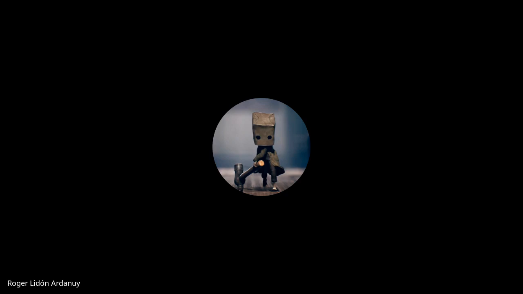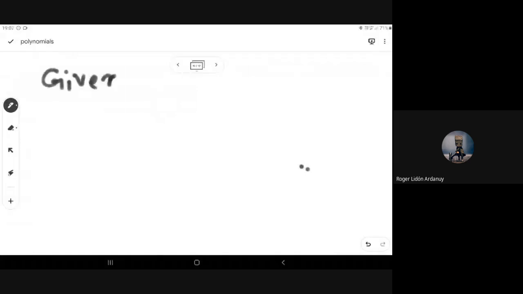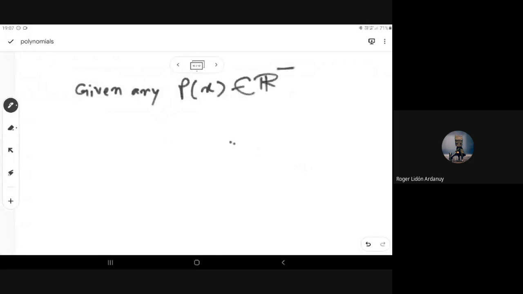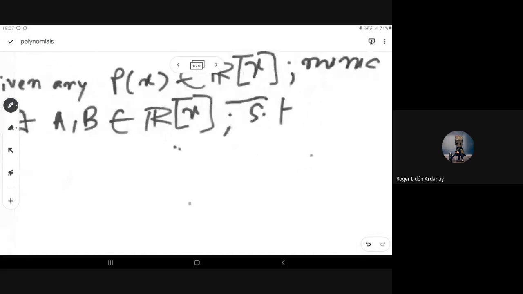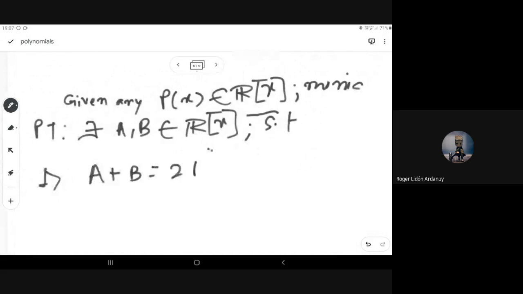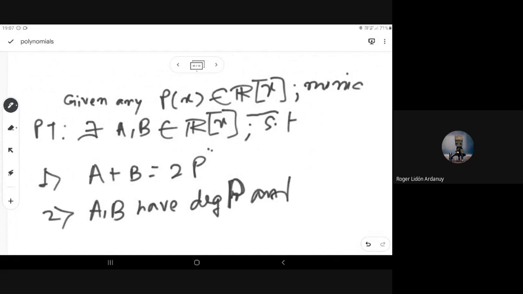So you've been asked to prove that given any p of x in R[x], and p of x is monic, that is also given, prove that there exist a, b belonging to R[x] such that a plus b equals 2p, and a, b have degree equal to the degree of p, and the degree p number of real roots.